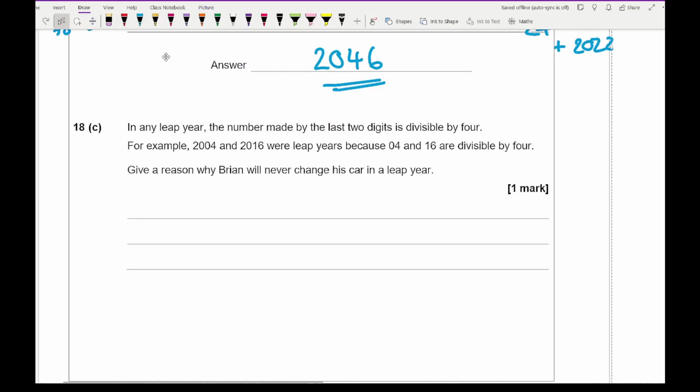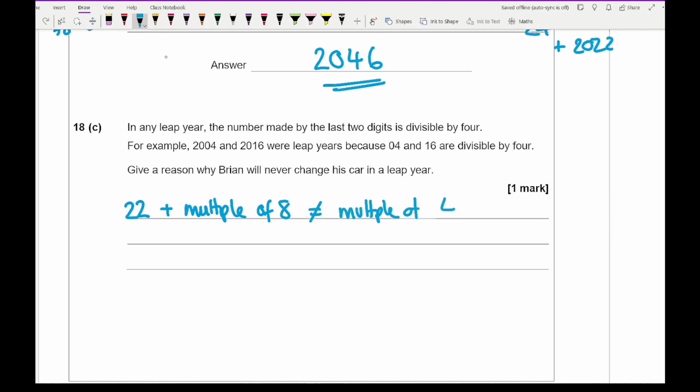It then says, in any leap year, the number made by the last 2 digits is divisible by 4. For example, 2004 and 2016 were leap years because 04 and 16 are divisible by 4. Give a reason why Brian will never change his car in a leap year. Now for this, we know that he changes his car in 22. If I then add any multiple of 8, which you could give an example of, then that is not going to be a multiple of 4. And the reason for that is because although this is a multiple of 4, 22 is not a multiple of 4.